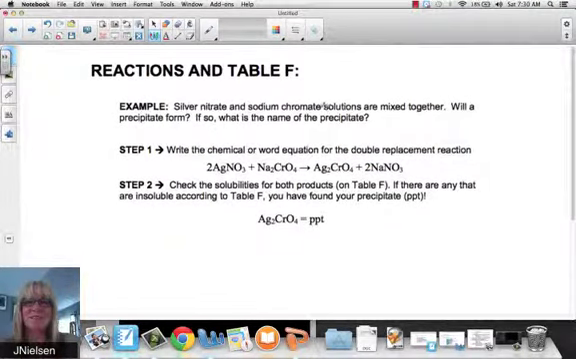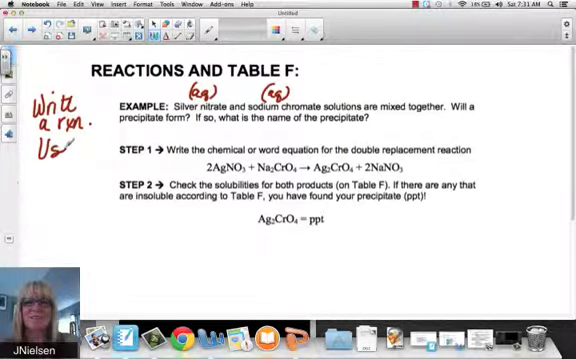Silver nitrate and sodium chromate solutions are mixed together. This means that these two are both aqueous. They've been mixed with water. Will a precipitate form? And if so, what is the name of the precipitate? Two things come into play here. You have to be able to write a reaction, and you also have to use Table F to determine whether a precipitate forms.